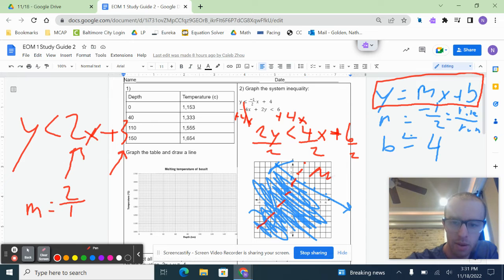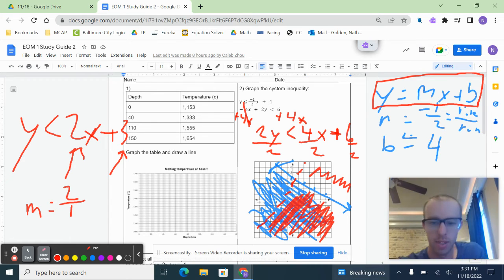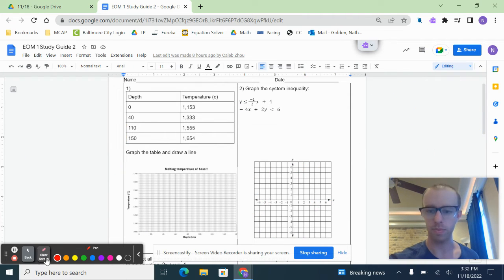I'm also going to shade below this. So shade everything below the line. And there we go. And so the answer to the system is this double area, this area that's shaded in both the blue and the red. And so any point that's in this shaded region, this double shaded region, satisfies the inequality. Any point that is outside that double shaded region doesn't satisfy it.